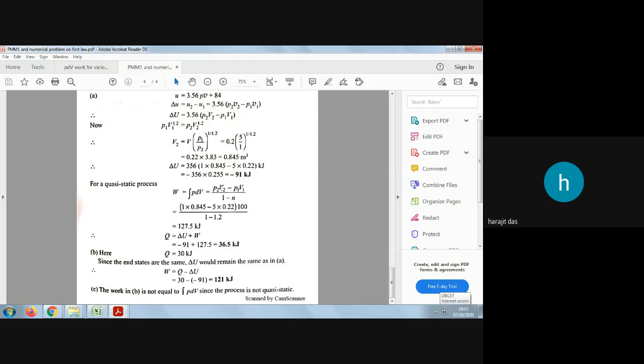Whatever problems we have covered till now, just note down all the problems. First note down the question and then try to solve it using a calculator. Only then will you be able to grasp the concept.